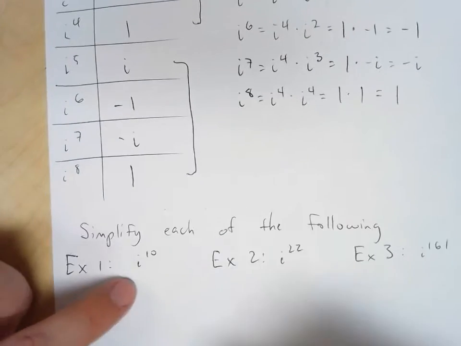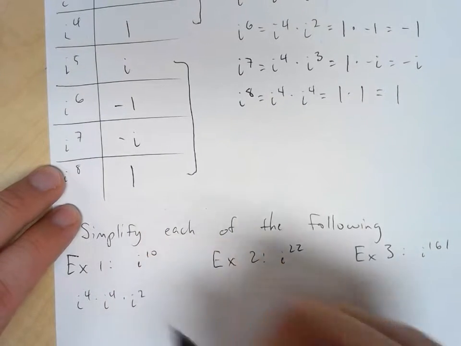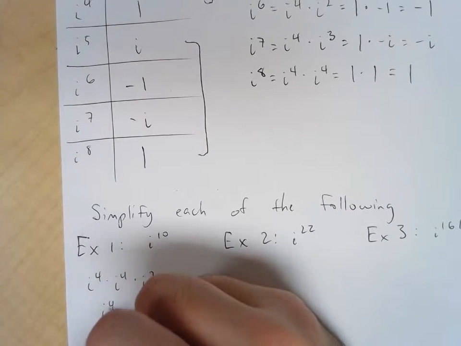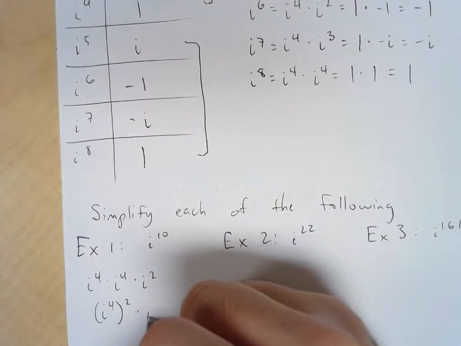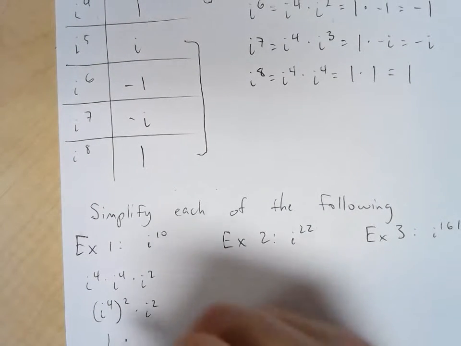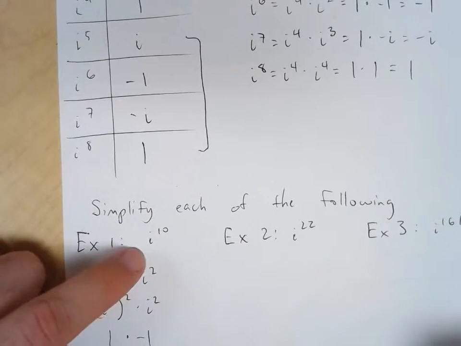-1. So we can say that i to the 10th is i to the fourth times i to the fourth times i squared, right? So we have a bunch of i to the fourths, which are all going to equal 1. So we have i to the fourth, which equals 1, times i squared, which is -1. So we're going to get -1 as our answer for i to the 10th.